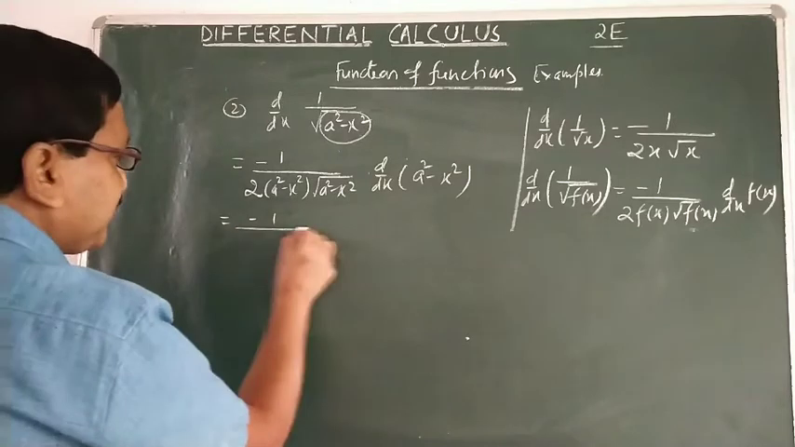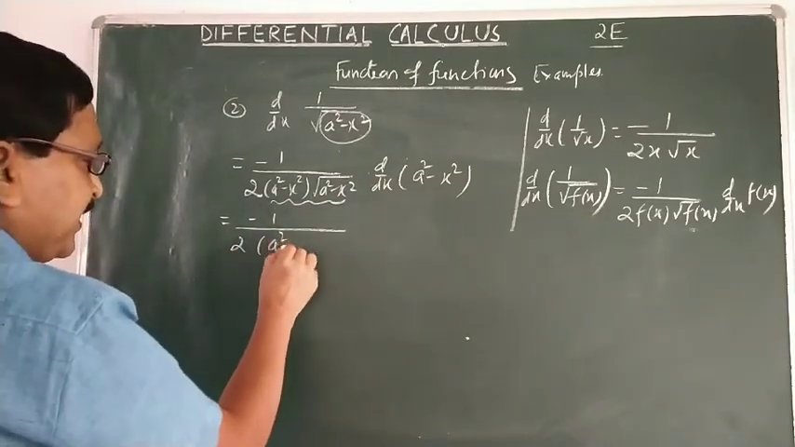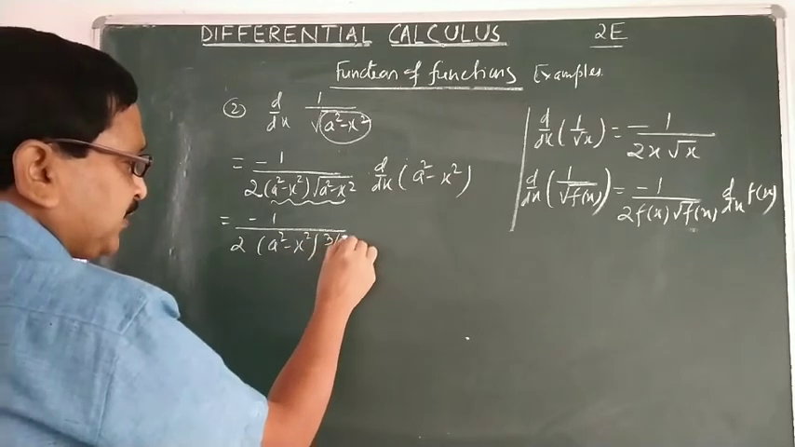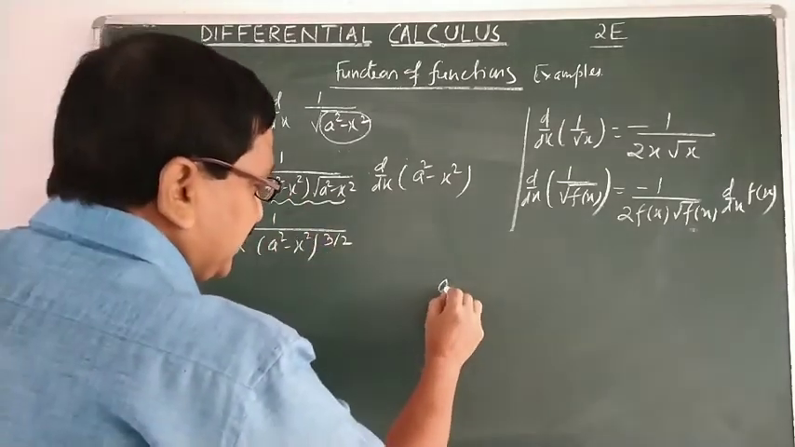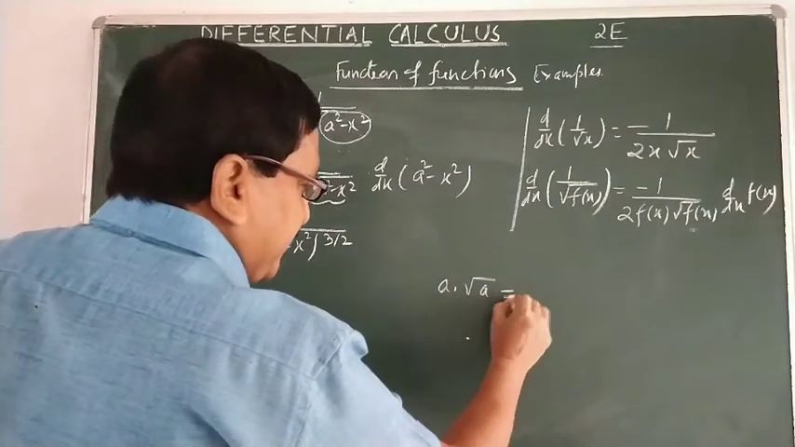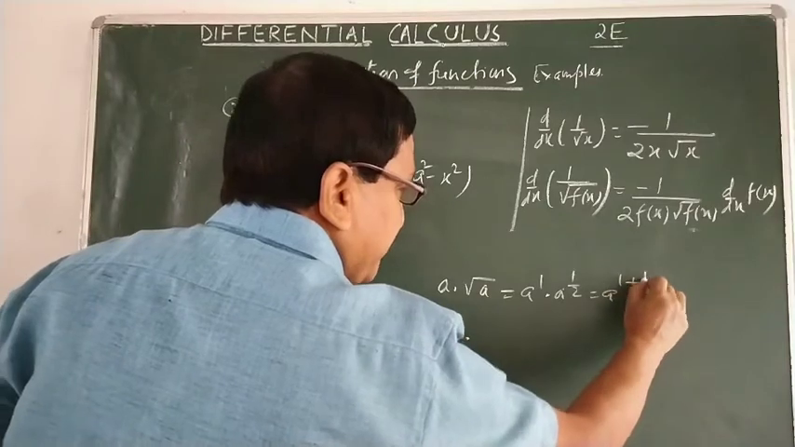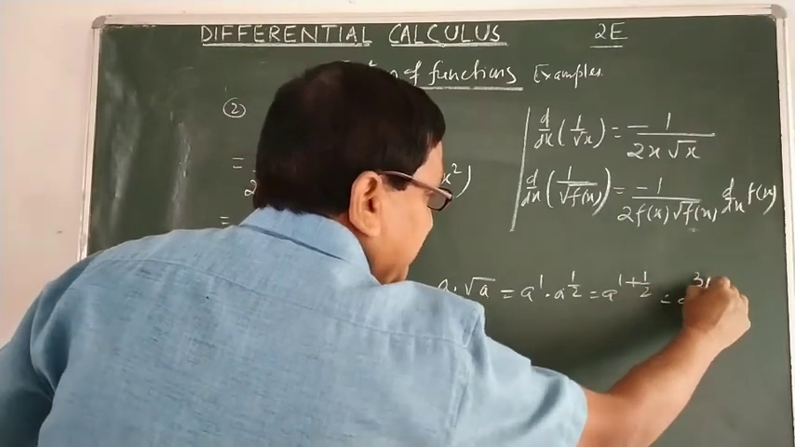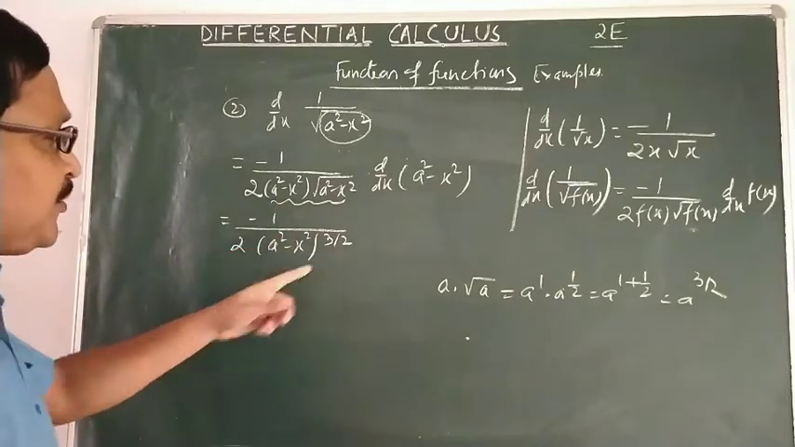So this is minus 1 by 2, and when both are multiplied, this will be a square minus x square to the power 3 by 2. When both are multiplied, you know the multiplication technique, a root a. This is a into a to the half. So this is a to the power 1 plus half, so a to the power 3 by 2. On the basis of this explanation, I have written this 3 by 2.